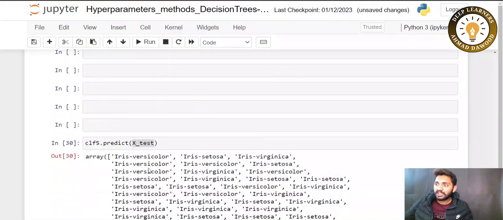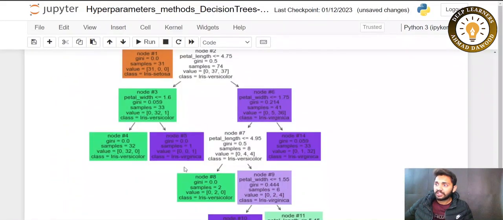I am using classifier 5 here. So here you can see at node number 4 the class is Versicolor.